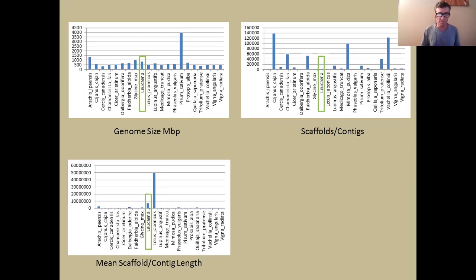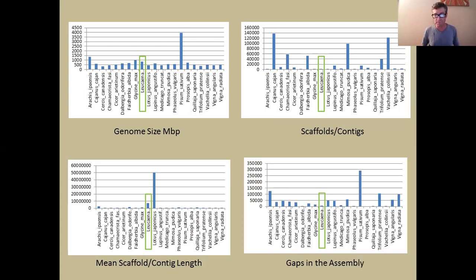The mean scaffold size and contig length is very important, and here Lucena is doing extremely well. This is not only a function of having pseudochromosomes, but also a function of having assembled most of the pieces into those pseudochromosomes and not having lots of unassigned contigs. Gaps in the assembly are also something that people often look at for the quality of assembly, and Lucena is on the low end in terms of number of gaps in the assembly. So what it appears here is that we have a well-assembled, highly contiguous genome.